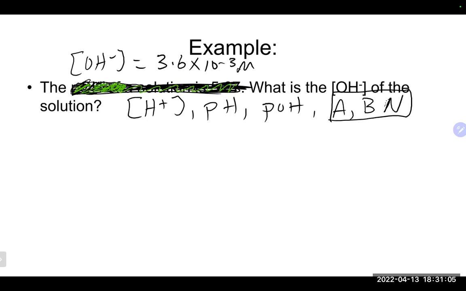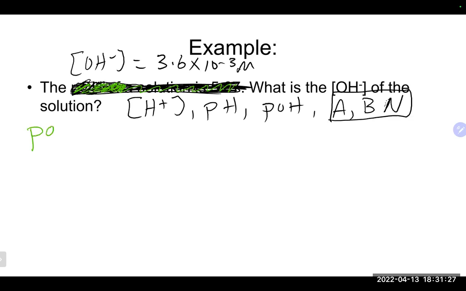So again, we could think about the two things we could directly calculate from that OH minus concentration. We could use Kw and get our H plus concentration if we wanted to, which you could then use to get your pH if you want to go that route. You also could directly calculate from that the pOH. So I'm going to start with the pOH here.